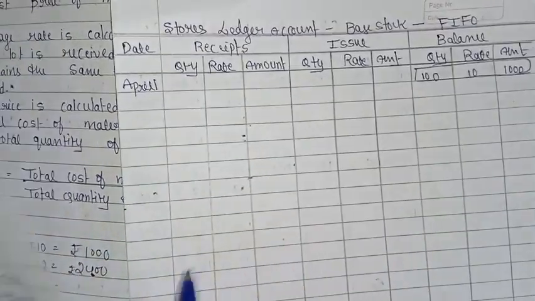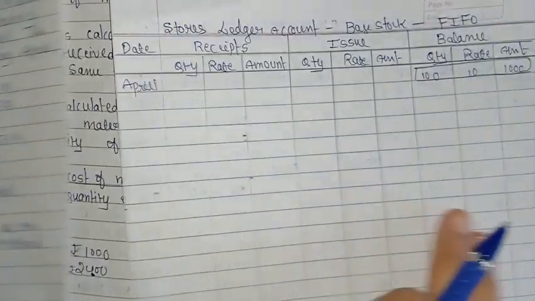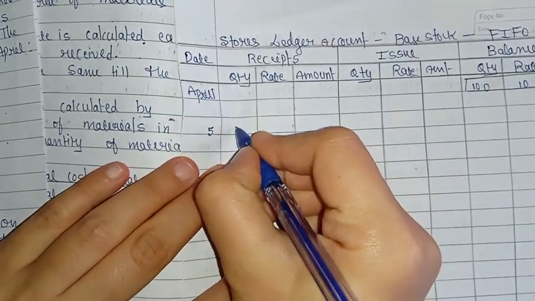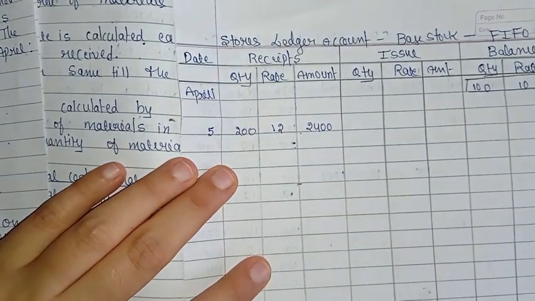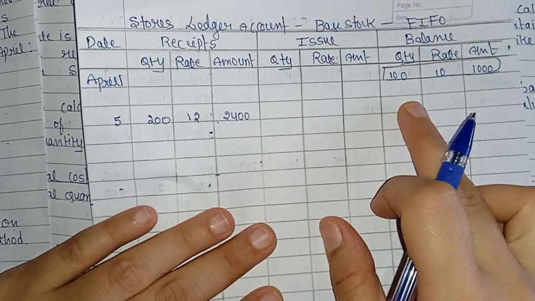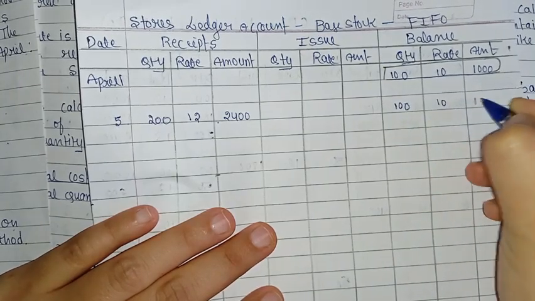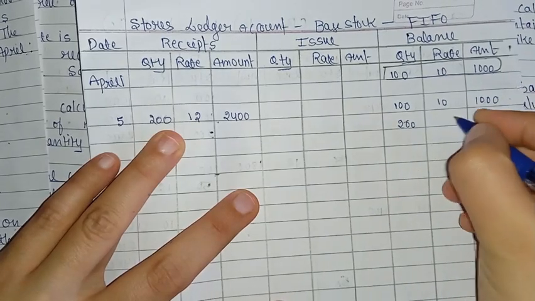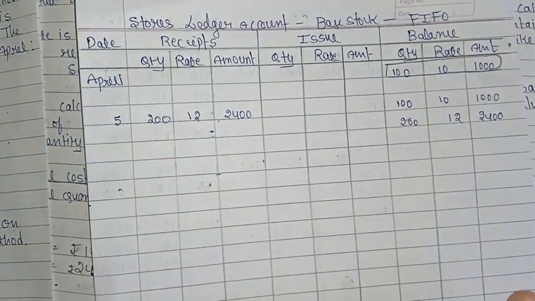Clear? Next, April 5th: purchase 200 units at rupees 12. So on April 5th, go to the receipt column, purchase 200 units at rupees 12, which amounts to rupees 2400. Now go to the balance column and write down. First we have to write down the base stock, that is 100 units at 10, 1000, and next write down our April 5th purchase, 2400. Till here I hope this is clear to you all.